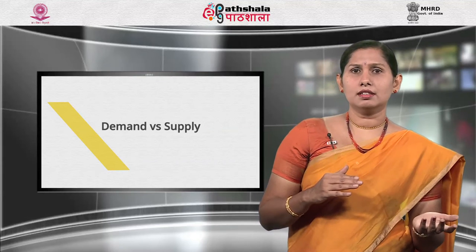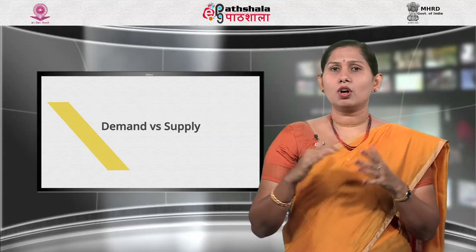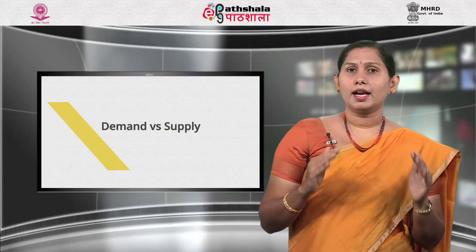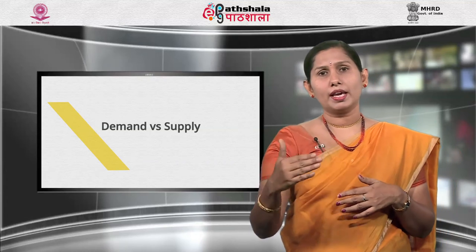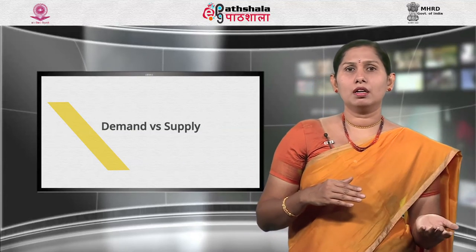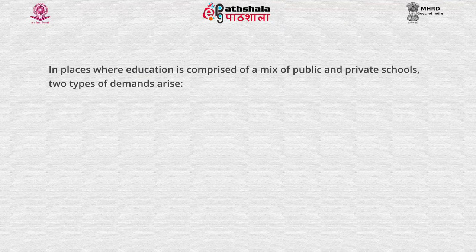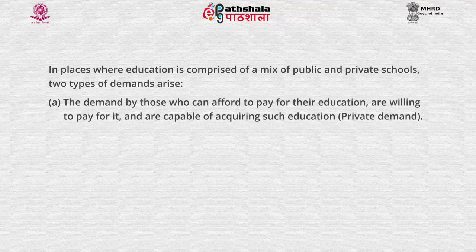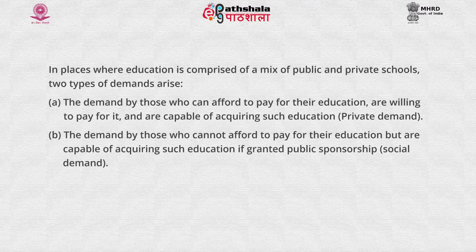Where private education is concerned, the demand for education therefore refers to the total number of people who desire a given type or level of education, are willing to pay the cost of getting it, and are capable of acquiring it. In places where education comprises a mix of public and private schools, two types of demand arise. That is, the demand by those who can afford to pay for their education, are willing to pay for it, and are capable of acquiring such education, that is, private demand. And the second is the demand by those who cannot afford to pay for their education, but are capable of acquiring such education if granted public sponsorship, that is, social demand.